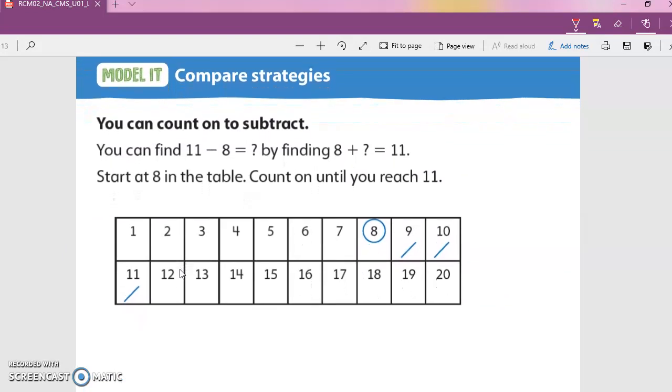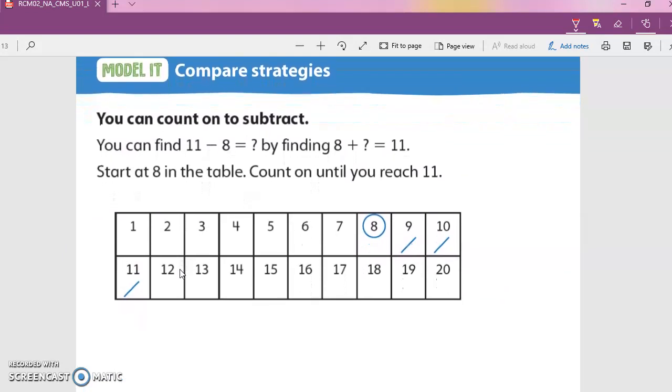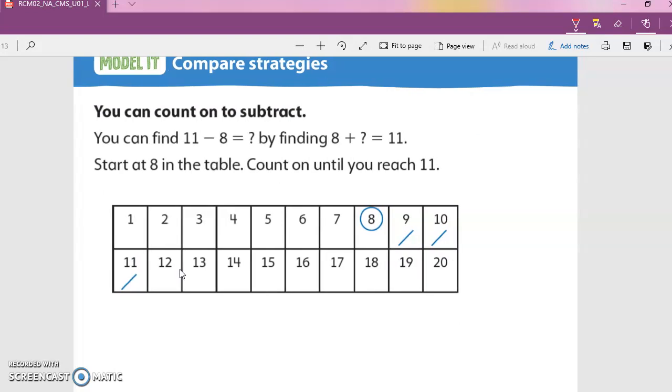This is just a look at the page for you. So you can count on to subtract. They are starting at the smaller number, saying, okay, I'm going to start at 8, and count up until I get to 11.